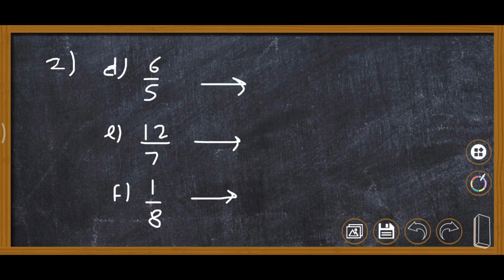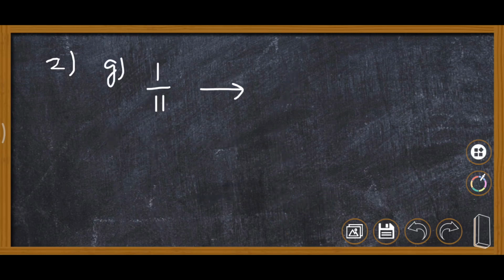Now the reciprocal of 6 upon 5 will be 5 upon 6. 12 upon 7 will be 7 upon 12. And 1 upon 8 we can write 8 upon 1, or it is 8. Reciprocal of 1 upon 11 will be written as 11 upon 1, or we can say it is 11.